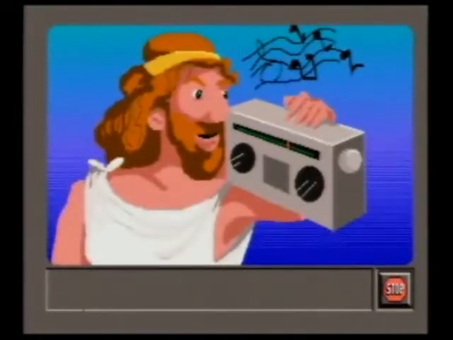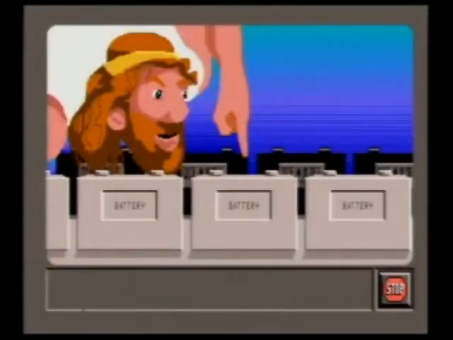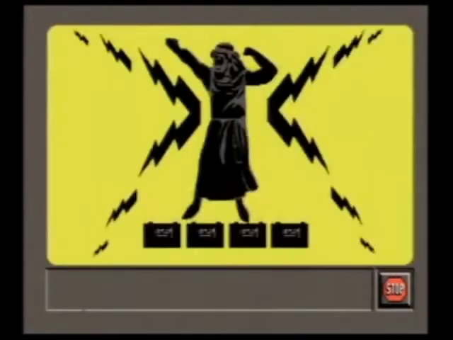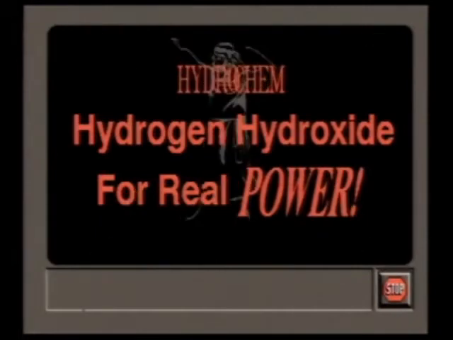Dry cells like carbon, zinc, or alkaline batteries are fine for toys or radios, but when you need real power, there's only one way to go. The wet cell is best. A strong electrolyte in hydrogen hydroxide gives me the power I need. Hydrogen hydroxide. For real power.